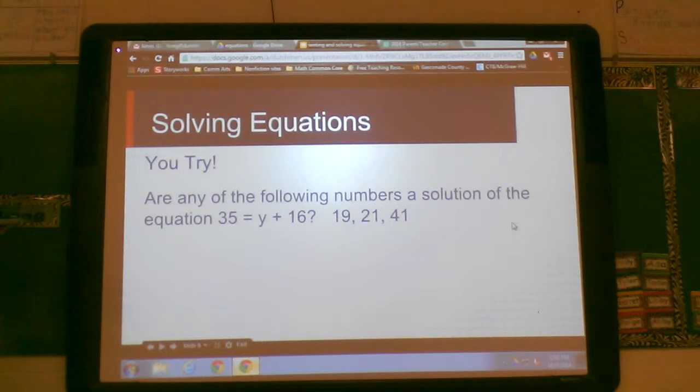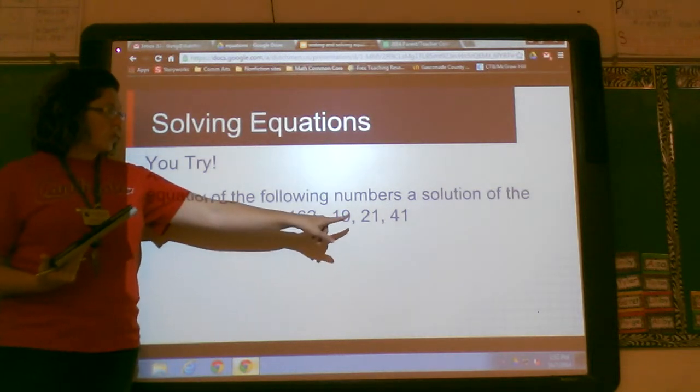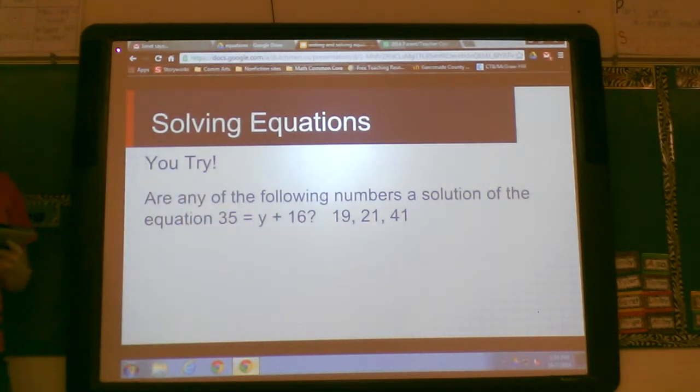Now it's your turn. You try it. So, here's your problem. Are any of the following numbers a solution of the equation 35 equals y plus 16? And you're given the numbers 19, 21, and 41. So follow your steps and figure out which one is the solution.